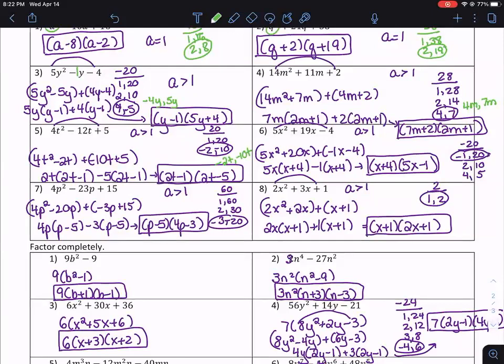Finally, number 6, and then we have 2 more. So 6 is 5 times negative 4, which is negative 20. I just have to move you guys this way so I can see it. Factors of negative 20 that add to positive 19.